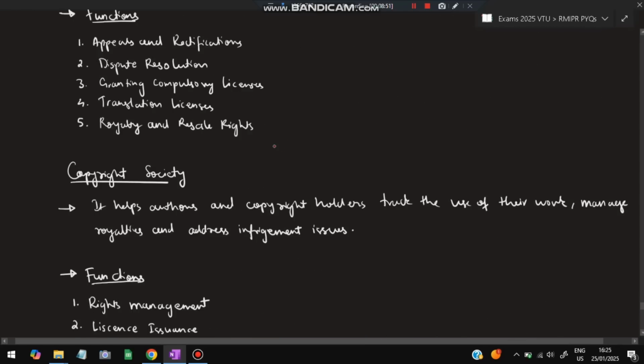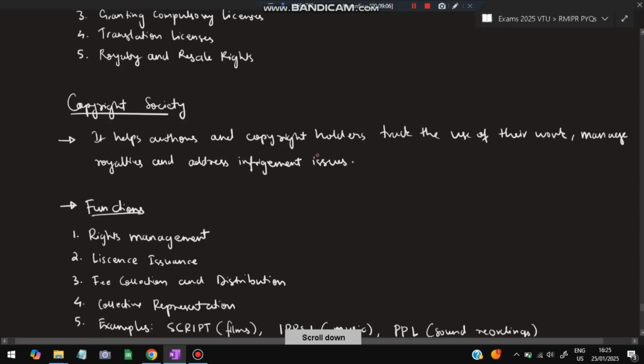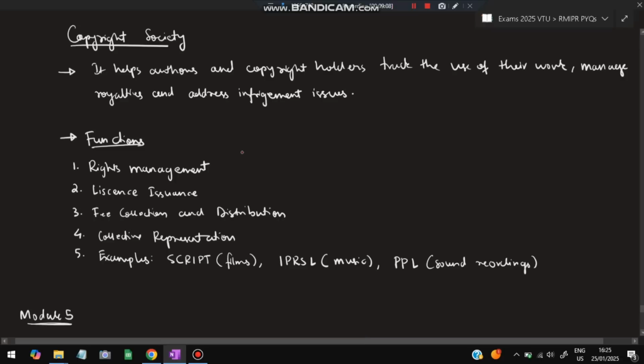Next is the copyright society. In the copyright society, what happens? It is a collective administrative body formed by the authors and the copyright owners to manage and protect their rights. It helps the authors and copyright holders to track use of their work, manage royalties, and address infringement issues. So functions include rights management.